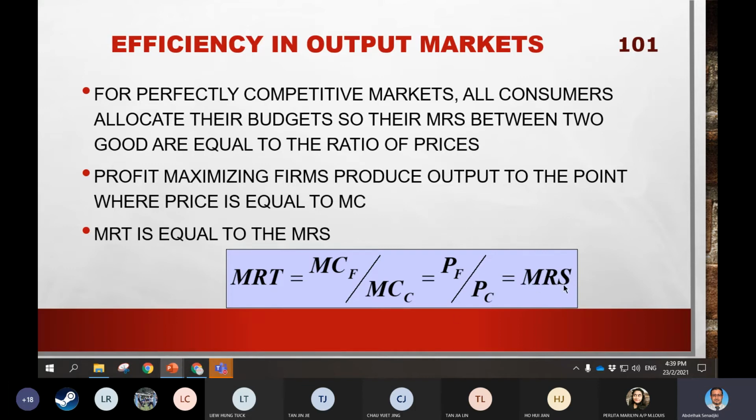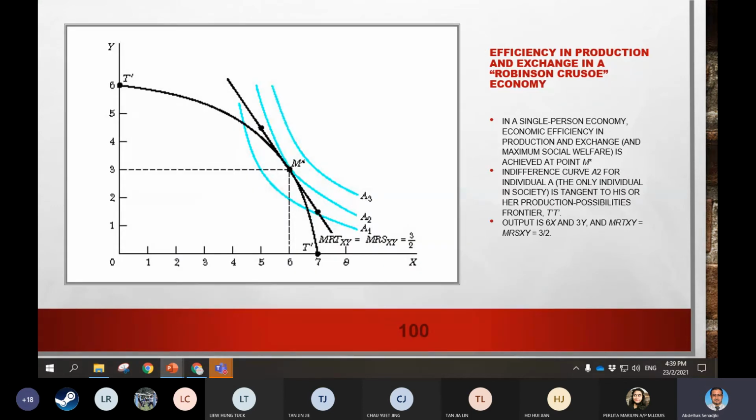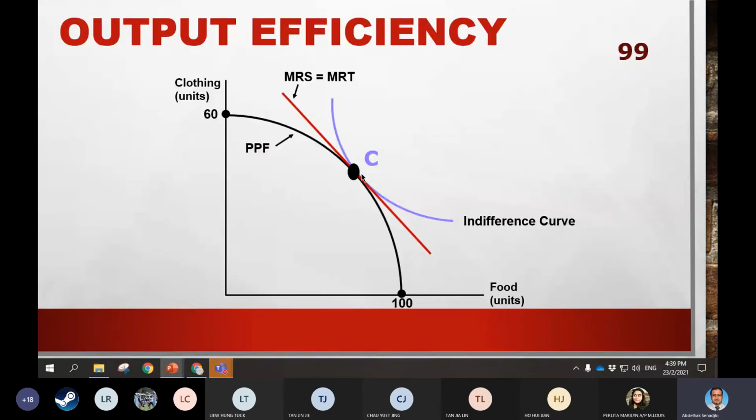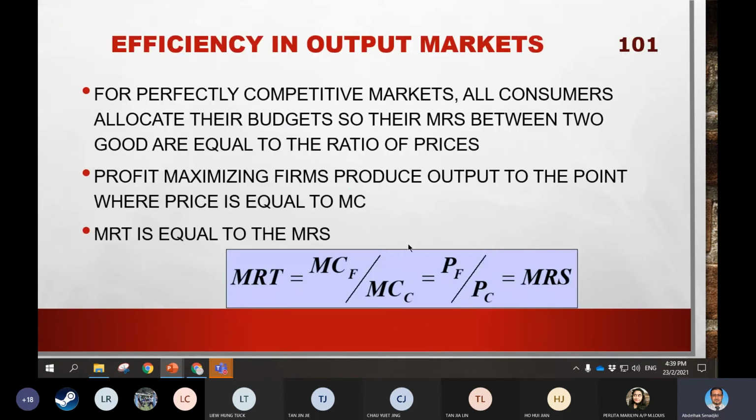And we will maximize our efficiency only when the marginal rate of substitution equals the marginal rate of transformation, which is also shown in this graph. So this graph and this formula are the same. We can do it mathematically here, or we can show it in the graph.